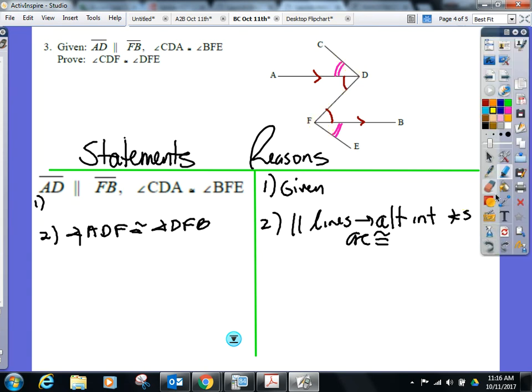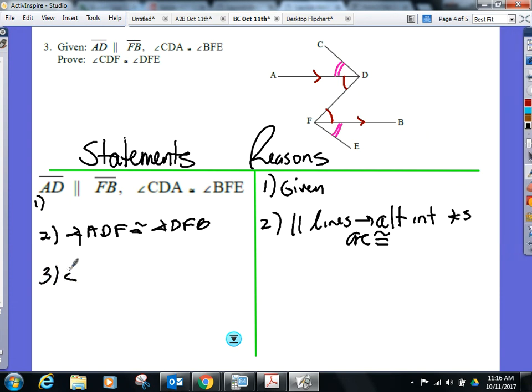So Cameron, since you're on the adding phase there, give me a pair of angles I'm going to add together. ADC plus ADF, yep. And that'll be equal to the other pair, which would be BFE plus BFD. And that is by addition.